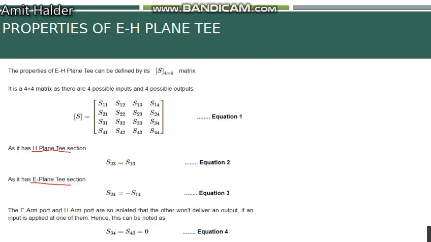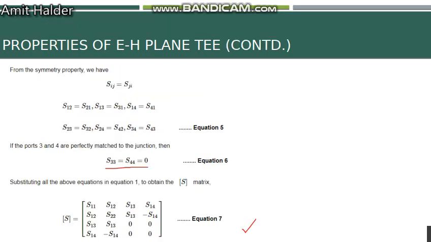So there are some considerations right there for equation 2, equation 3 and equation 4. Why did equation 2 come? It came because of the H plane T section, and for the 180-degree shift, that means the fourth port is for the E plane, so you can write S24 is equal to minus S14. And the E arm port and H arm port are so isolated that they will not deliver any kind of output there. So S34 and S43 is equal to 0.